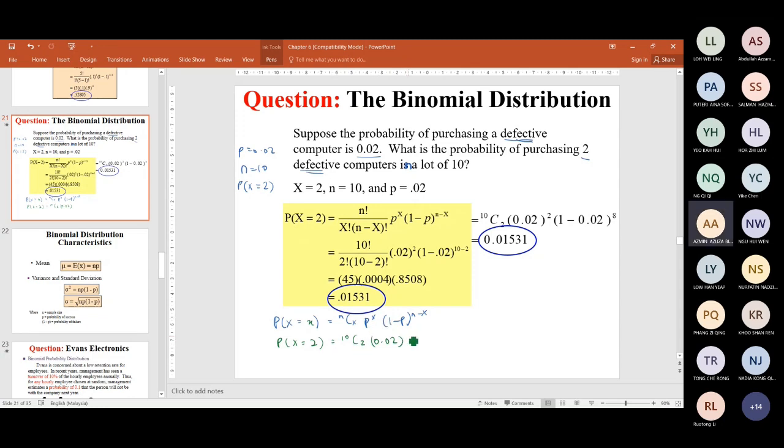X is 2. Right. 1 minus P, 1 minus 0.02. N is 10 minus 2. Okay. So again, from here, you can just use calculator. Actually, you don't really have to do it like this. If you can use calculator, just use it.